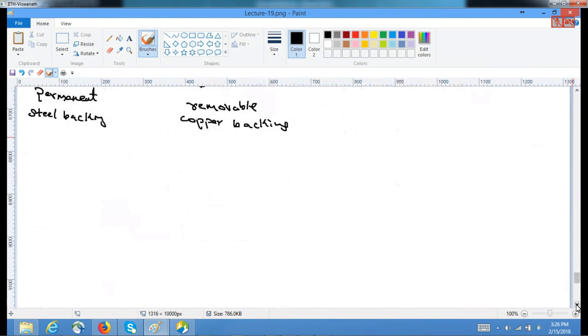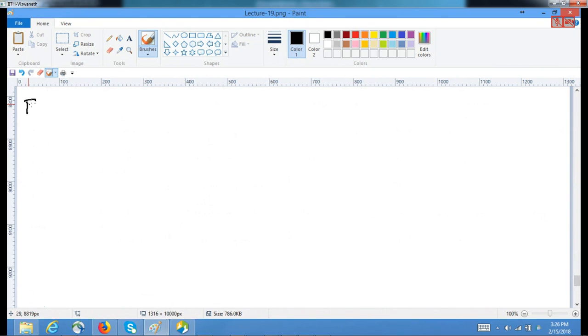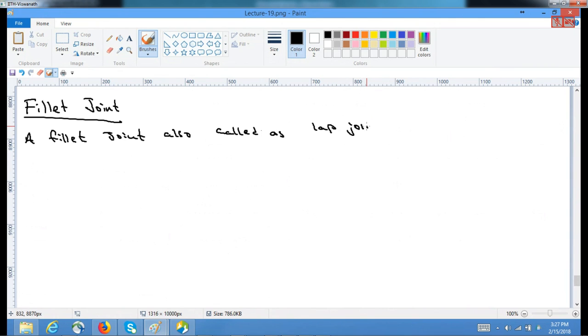The next one is the fillet joint. A fillet joint, also called a lap joint, is a joint between two overlapping plates or components.